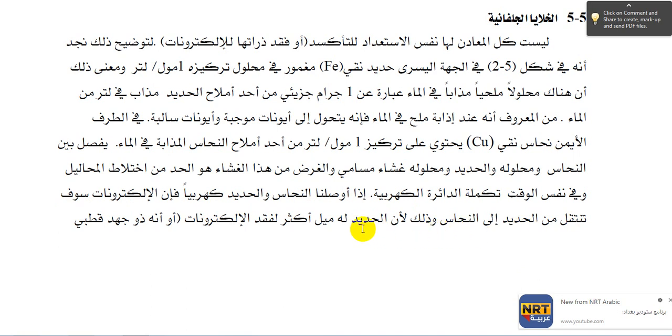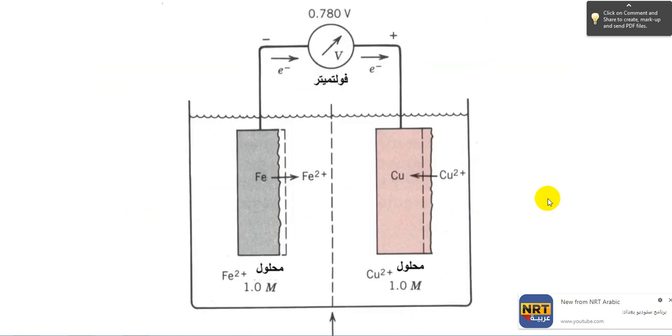This is because the iron has more tendency to lose electrons, that is, it has a higher potential. As you can see in front of you, a whole complete circuit. It contains a voltmeter to measure the voltage flowing through the circuit. Here, as you can see, is the voltmeter.